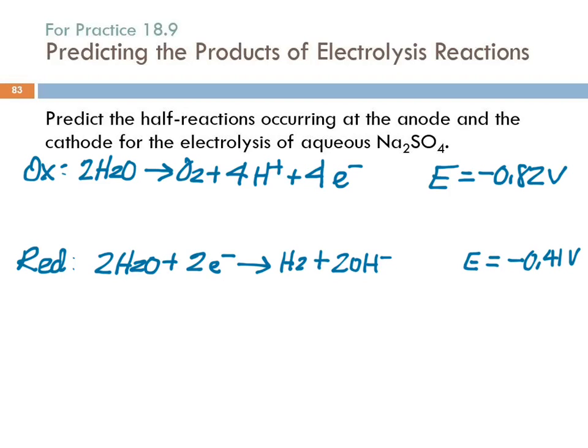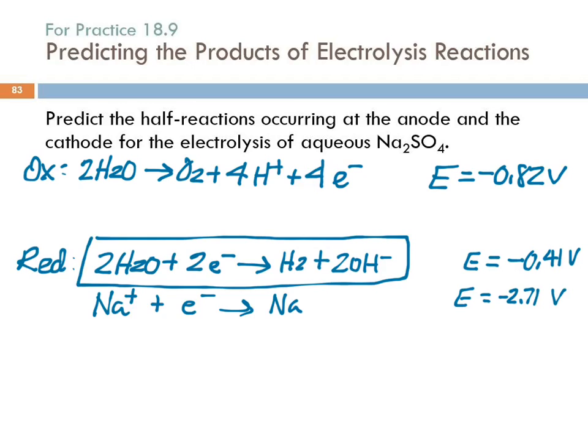Okay. So what's the other possible reduction reaction? What could be reduced here? Sodium or sulfate? Sodium could be reduced, right? Sodium plus 1 electron gives sodium metal. We looked that up, and that's minus 2.71. That's not going to happen. So between these two, water wins. So at the cathode, this is the reaction that's going to occur.